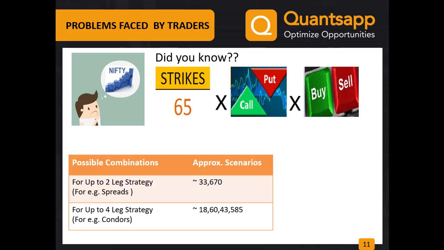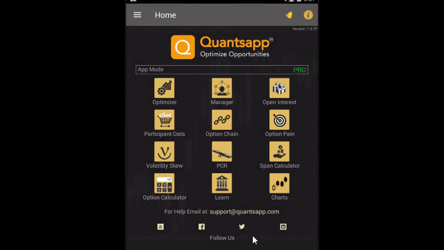I doubt anyone would have. And without even knowing these statistics, we still trade in options hoping to make money. So don't you think if we could solve this puzzle and find the best strategy, then our profits would automatically increase, and that too very significantly? And that's what QuantSap will help you to do, and that too with just a simple click. So let's understand how we do it. Let's go to the app.